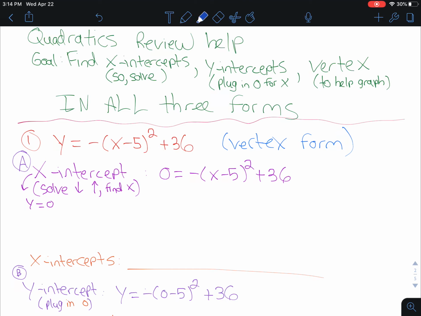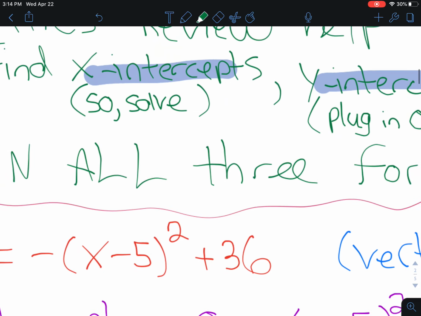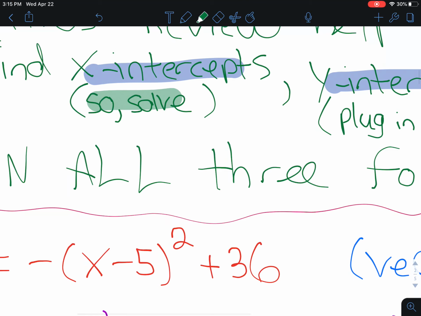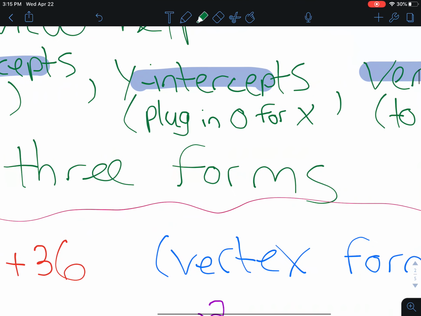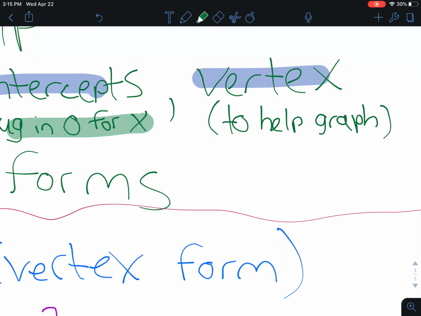This video is about the review that you're going to be doing with the quadratics. The goal in each form is finding the x-intercepts, the y-intercepts, and the vertex. With the x-intercepts, remember what you're doing is solving. Whenever you find x-intercepts for quadratics, you're solving. Whenever you're finding y-intercepts, you always just plug in 0 for x no matter what form. And then the vertex helps you graph in general.